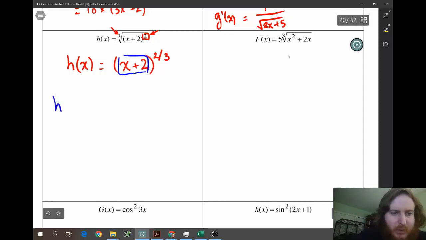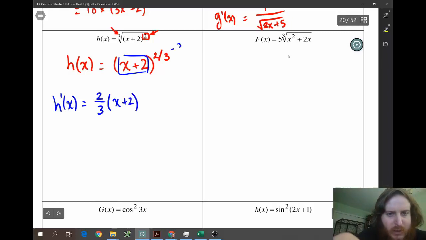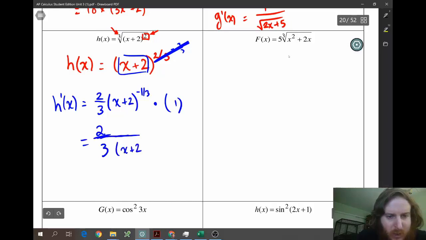And we're going to say, okay, h prime of x equals 2/3 times our box, x plus 2. Now, when we subtract 1, that's like saying minus 3 over 3. So to the negative 1/3 power. Now, I kind of cancel that out, and I say now I need to multiply by the derivative of the box, which is just 1. So this becomes 2/3. And we can put the x plus 2 in the denominator, x plus 2 to the 1/3 power.